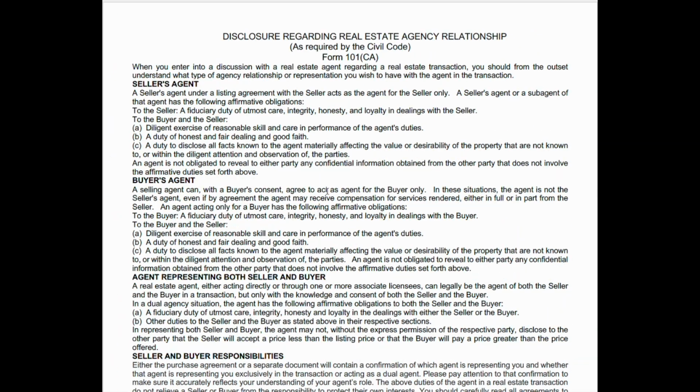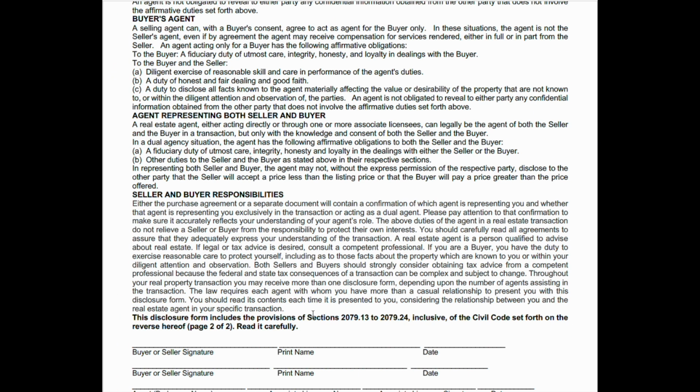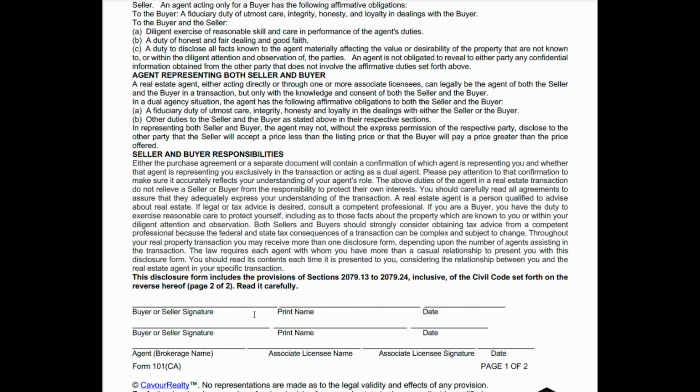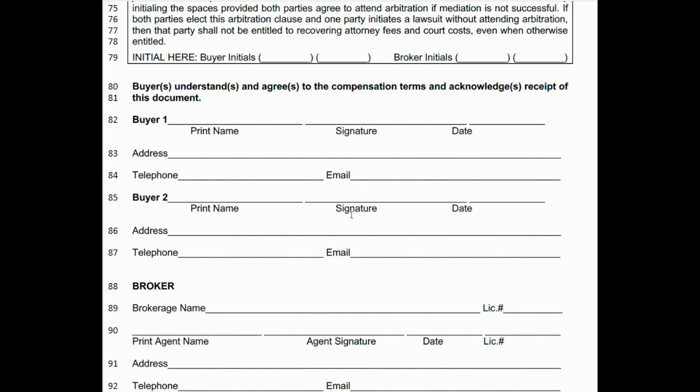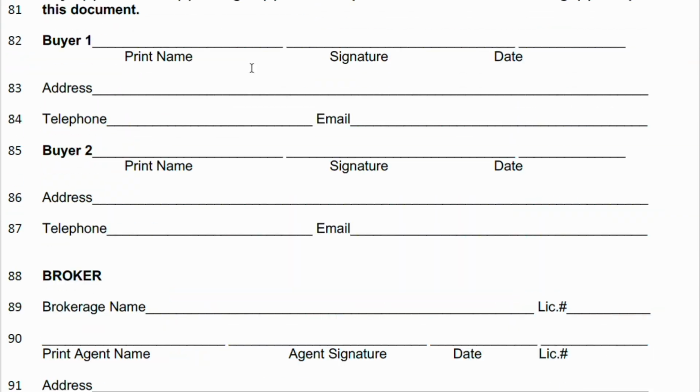Now in California, there's a state required disclosure that basically states that you're their agent, and it's right here. This is attached because in California, you must deliver this disclosure regarding real estate agency relationship with the representation agreement. So for California, I have this bundled together. And that's it, just 3 pages.